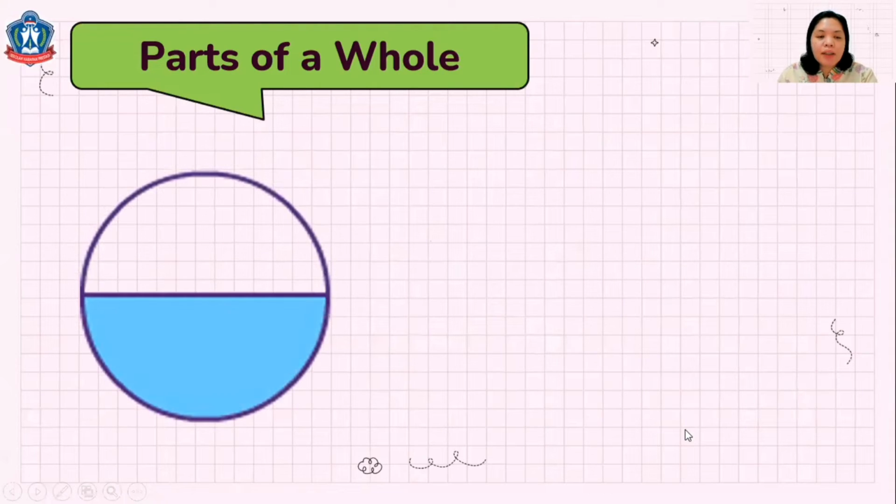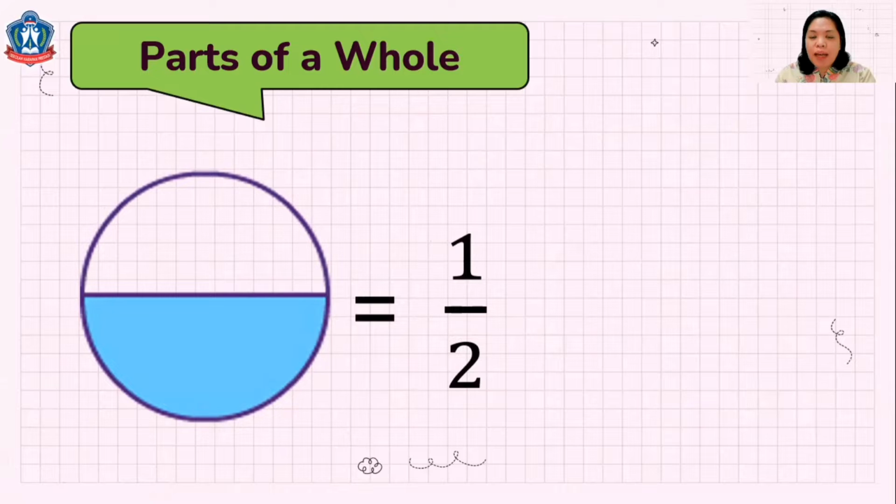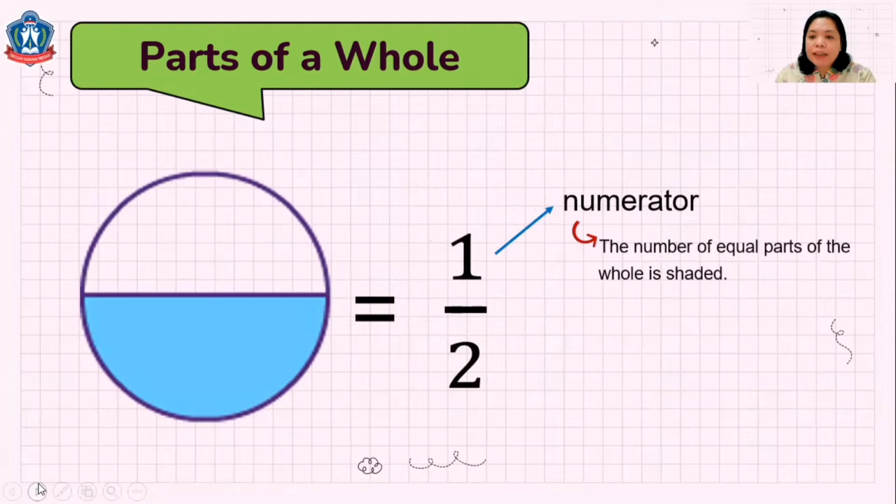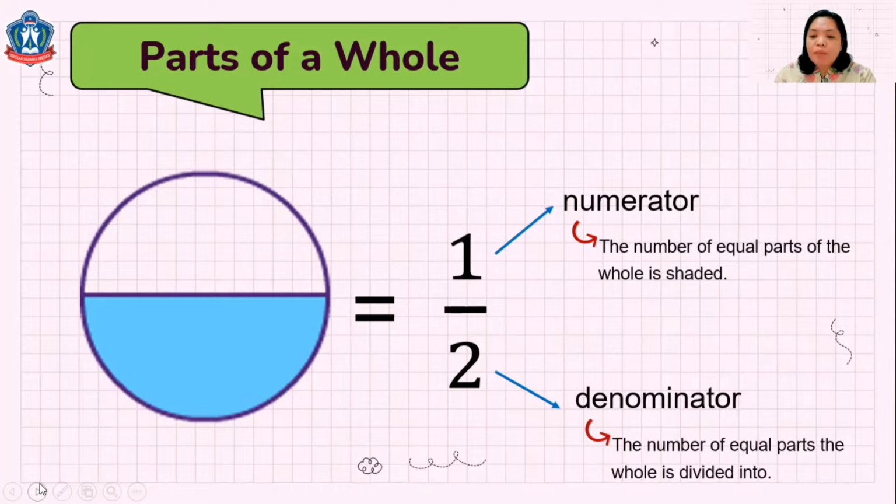Okay, look at this fraction. A one whole is divided into 2 equal parts, and one part is shaded with blue. So if we name this fraction, this is 1/2. A fraction, children, has 2 parts. The number on the top is what we call the numerator. The numerator is the number of equal parts of the whole, which is the shaded part. The number at the bottom, below the bar, is what we call the denominator. The denominator is the number of equal parts the whole is divided into.